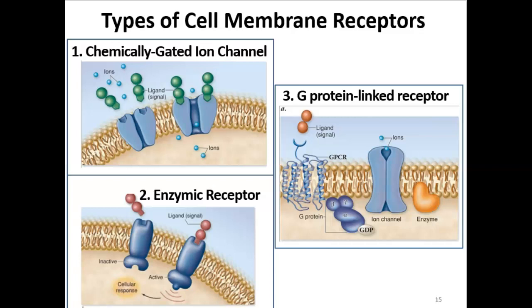The second type of cell membrane receptor would more specifically be called an enzymic receptor. In this case, the receptor also acts as an enzyme in that it catalyzes a chemical reaction in the target cell when it binds to a ligand. So in the picture, you see that double circle ligand, pink ligand, binding to its blue receptor, and that blue receptor is then active and catalyzes a chemical reaction.